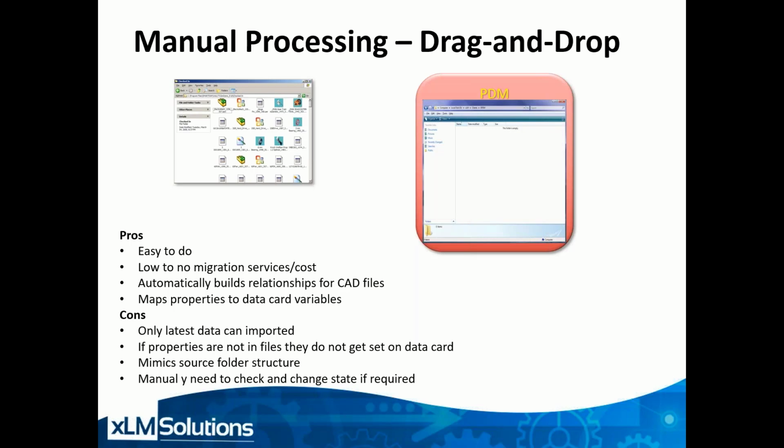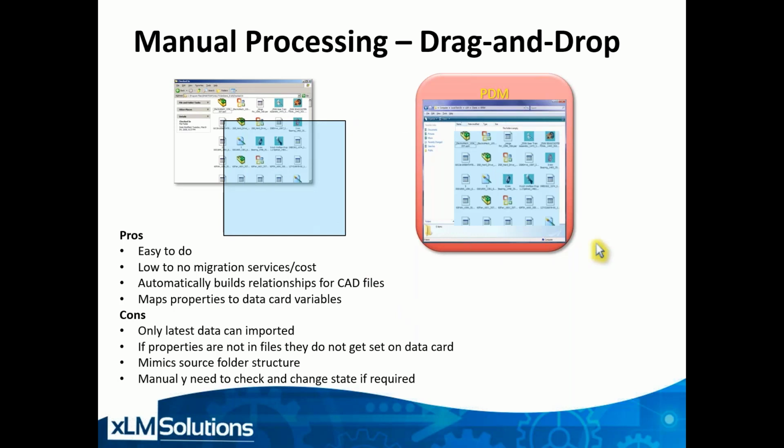And then once the files are copied over, you still have to manually check them in and perform a change state on them if applicable. And finally, if you're dealing with large amounts of data, things can go wrong when you're doing it manually. So it's not really great to do on large sets of data at one time. But in essence, you could easily select a folder, drag it over, and check in all the files.